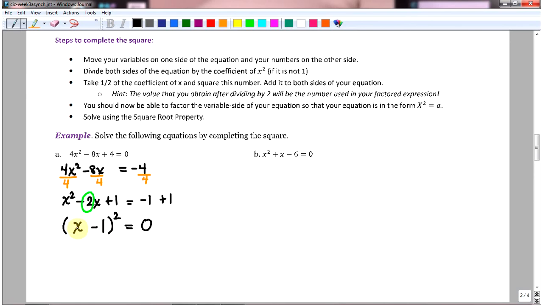All right, well now we have something squared equal to a number, so we can apply the square root property. That property said that we just drop the square, so we have x minus 1 will equal plus or minus the square root of whatever's on the other side of the equation. In this case, it's 0. Well, the square root of 0 is just 0, right? Plus or minus doesn't matter because it's 0. So our last step is going to be to add 1 to both sides, and we end up with x equals 1 is our answer.